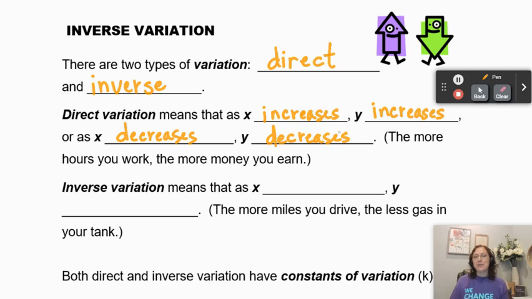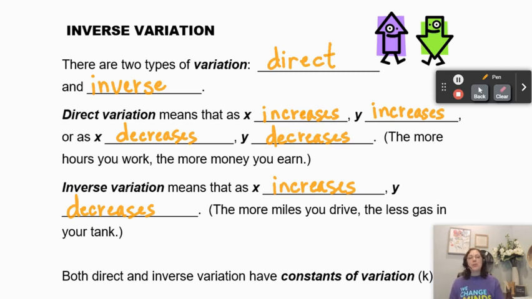Now, inverse variation means that as x increases, y does the opposite. Y decreases. So, a good example of this one is if you drive more miles, you will have less gas in your tank, in your car. So, it's a way that you can relate the two variables together. As one gets bigger, in direct variation, the other gets bigger. But in inverse, as one gets bigger, the other one gets smaller.